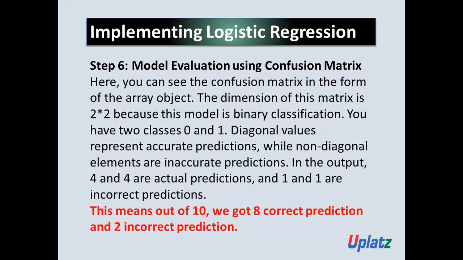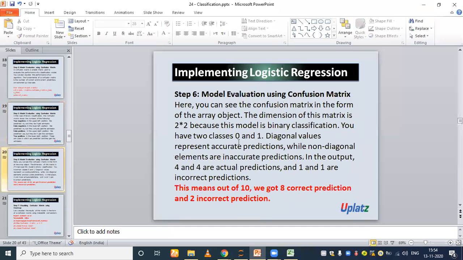Now let's see. Here you can see the confusion matrix, which is in the form of an array object. The dimension of this matrix is 2 by 2 because this model is a binary classification. You have two classes, 0 and 1. Diagonal values represent the accurate prediction, while non-diagonal elements are inaccurate predictions. So in the output, 4 and 4 are the accurate predictions and 1 and 1 are the incorrect predictions. This means out of 10, we got 8 correct predictions and 2 incorrect predictions.